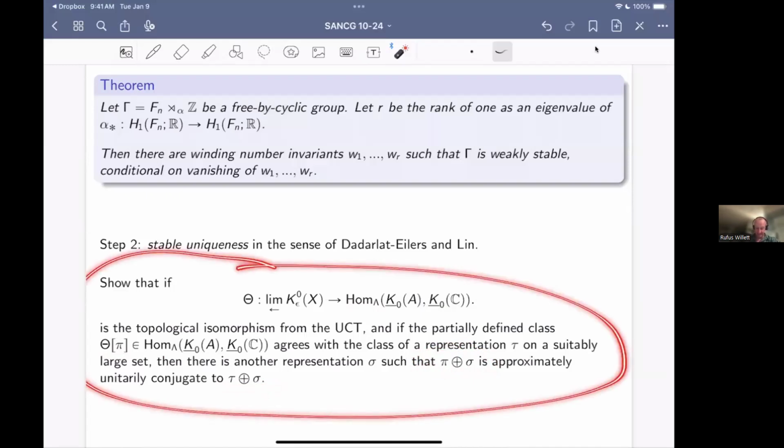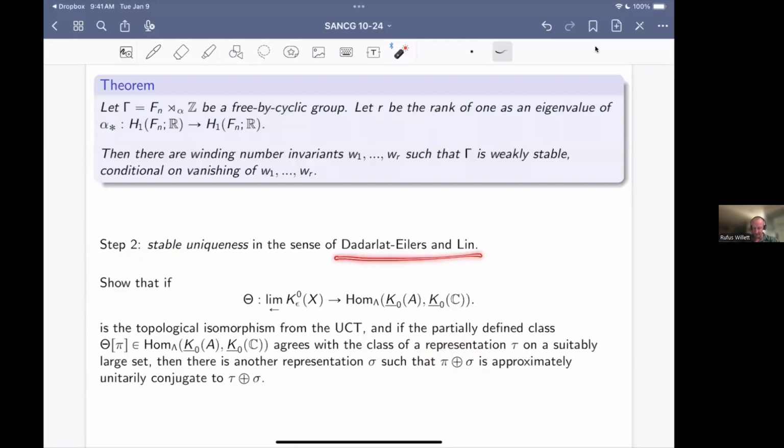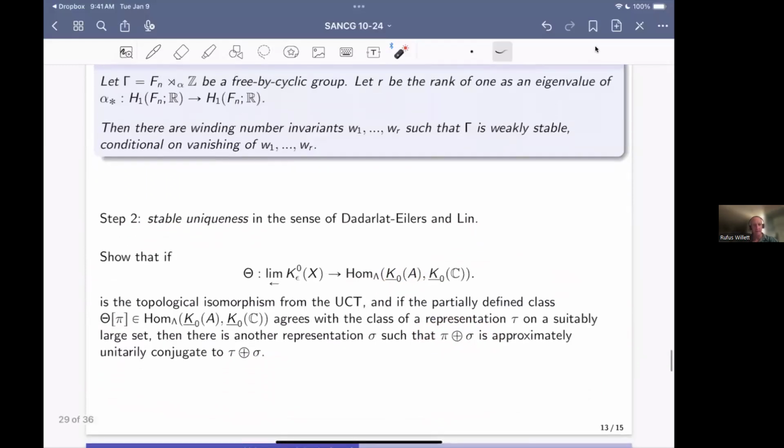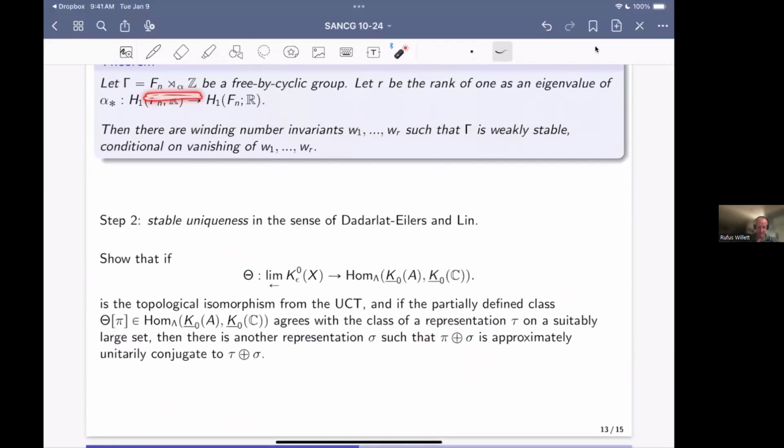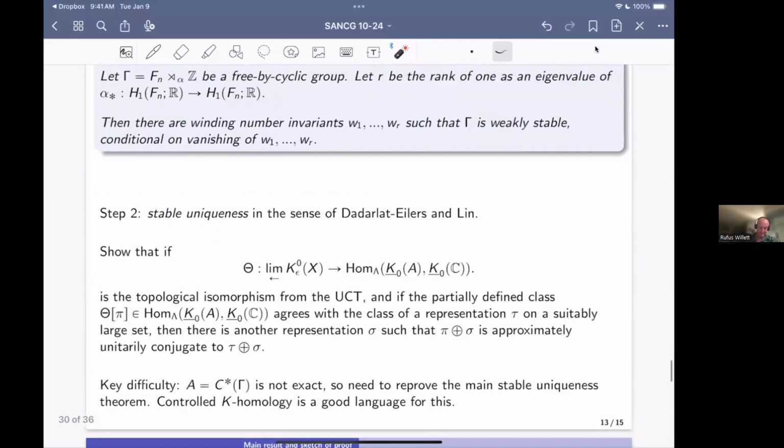Stated like this, this is the stable uniqueness theorem of Dadarlat, Eilers, and Lin if A were an exact C-star algebra, in particular if it were nuclear. It's not nuclear, and it's not even exact because this is not an amenable group. So this is a very bad C-star algebra. The work from 25 years ago doesn't apply. So you have to do something different. And okay, the controlled K-homology theory that Guoliang and I introduced is a good language to do that different thing that you need to do. So step two is to reprove the stable uniqueness theorem in such a way that it works for non-exact C-star algebras.